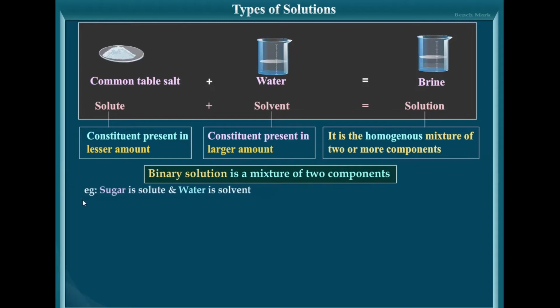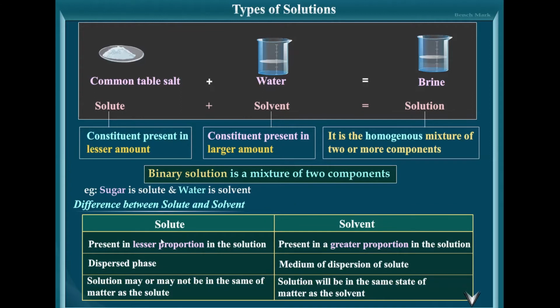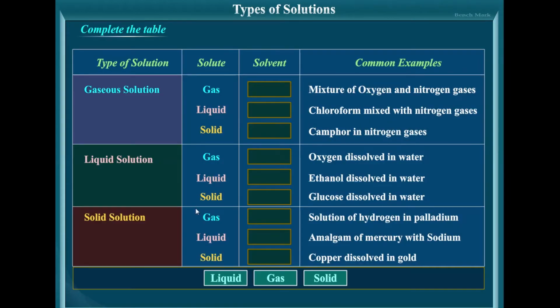A binary solution, as I told you earlier, is a mixture of two components. If you take sugar instead of salt, sugar is the solute and water is the solvent. Difference between a solute and a solvent: solute is present in lesser proportion in the solution, solvent is present in greater proportion. In colloids, we use the term dispersed phase, and here it is the dispersion medium, that is the medium in which the solute has been dispersed. A solution may or may not be in the same state of matter as the solute. The solution will be in the same state of matter as that of the solvent.